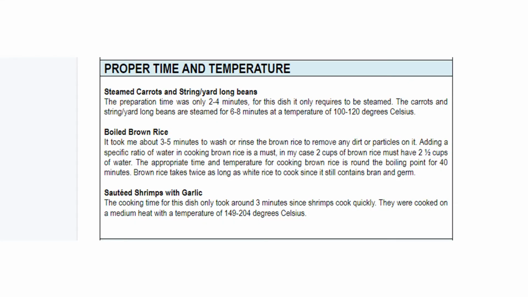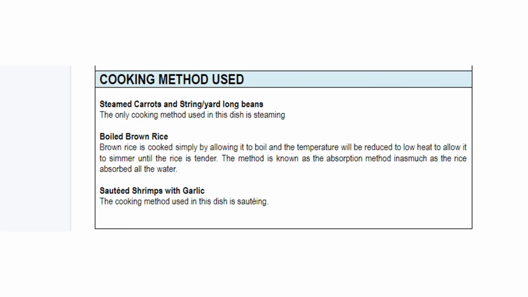For the proper time and temperature, the carrots and string long beans are steamed for about 6 to 8 minutes with a temperature of 100 to 120 degrees Celsius. The brown rice takes more or less 40 minutes to cook in a rice cooker, and the sautéed shrimp took only 3 minutes to cook over medium heat. The cooking methods used in this lunch meal are steaming, boiling, specifically the method of absorption, and sautéing.